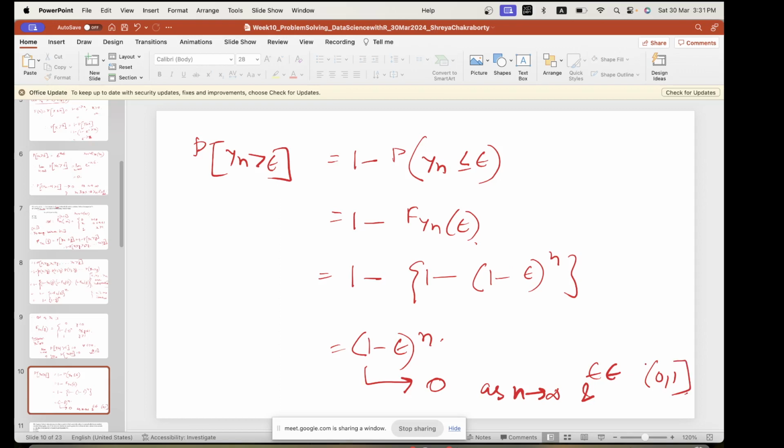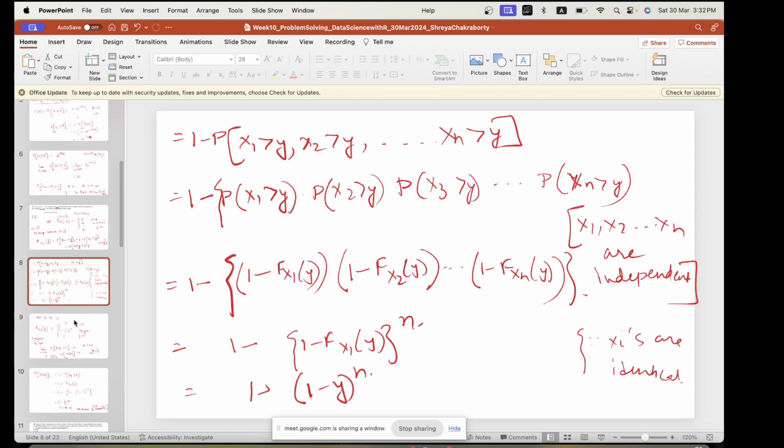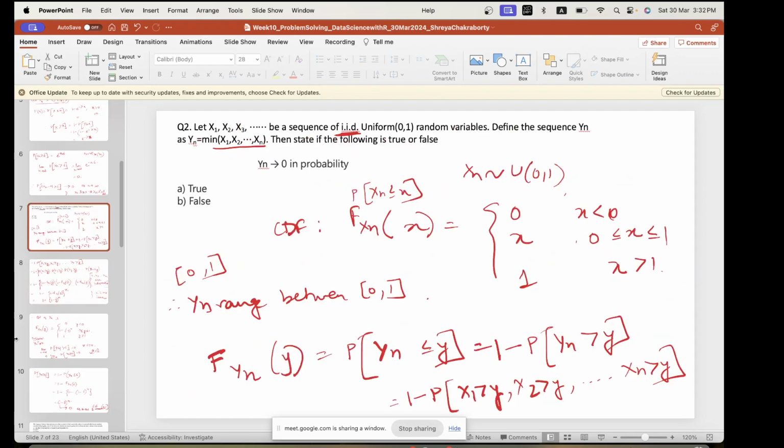This is 1 inclusive. Even if it is 1, then it will go to 0 definitely, and if it is greater than 0, then also it will become a fraction, and to the power n will go to 0. So for this specific epsilon, this yn converges in probability to 0.